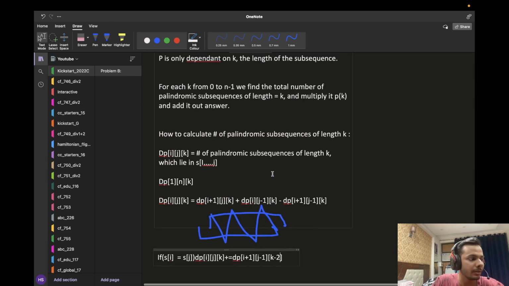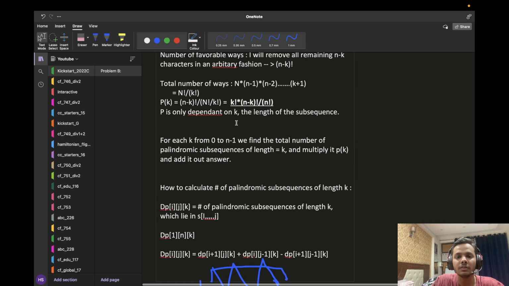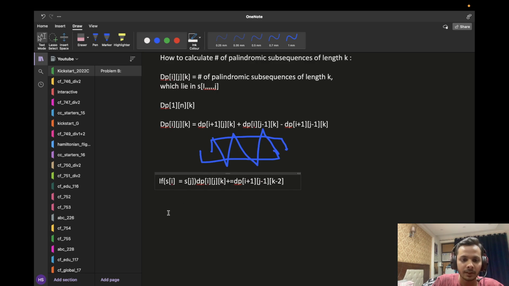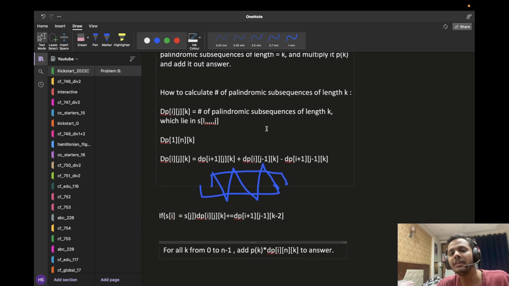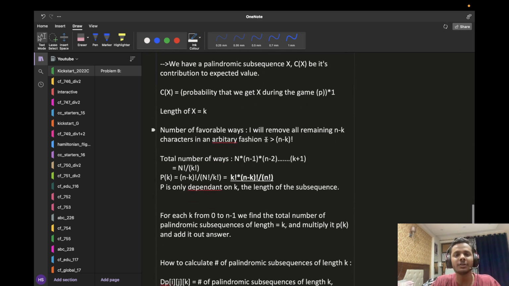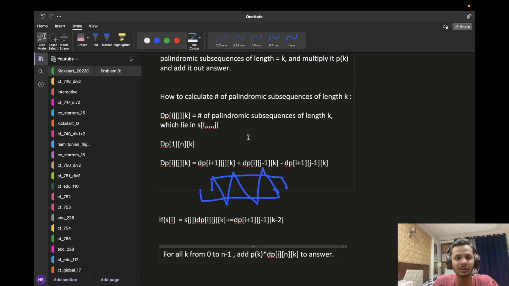Once we have all these dp values calculated, we can simply do this for all k. We will multiply dp[1][n][k] with p of k, right? So for all k from 0 to n minus 1, add p of k times dp[1][n][k] to the answer, right? So this is it. Finally we will have the correct answer. I hope this was not very overwhelming, and I tried to explain it in the easiest way that I could, right? So this is the entire solution.